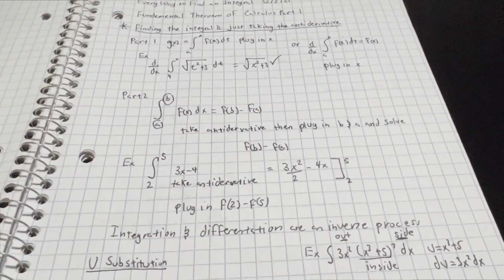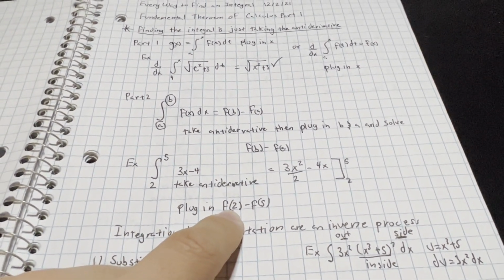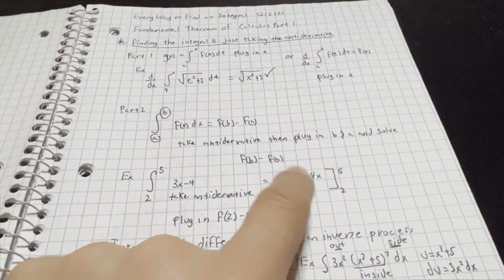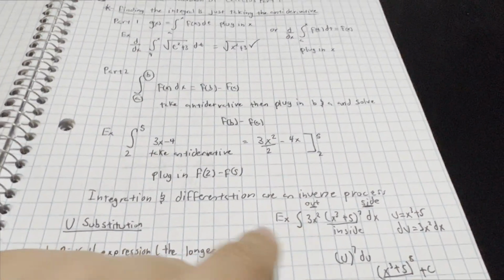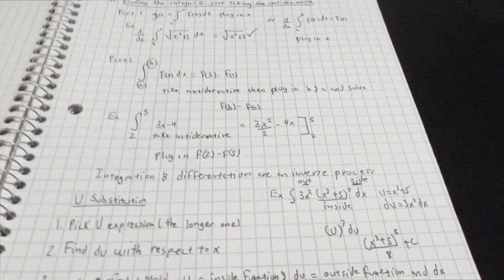And then, how do we do this? Plug in f of 2. What is f of 2? So I'm guessing this is f. And we plug in 2 for this into the x, and then minus f of 5. Yeah, I think that's how you do it.